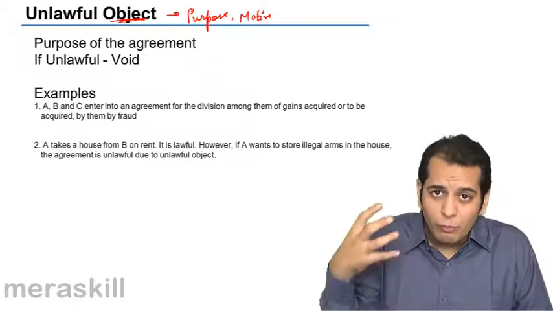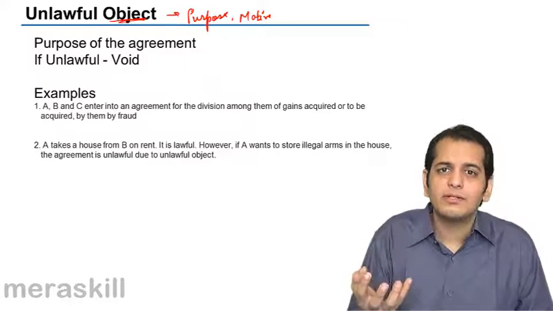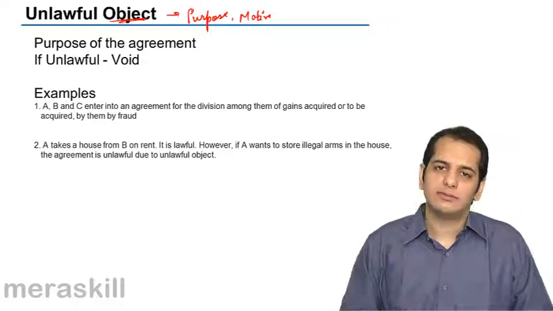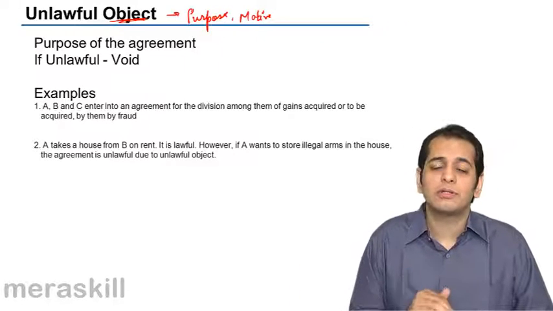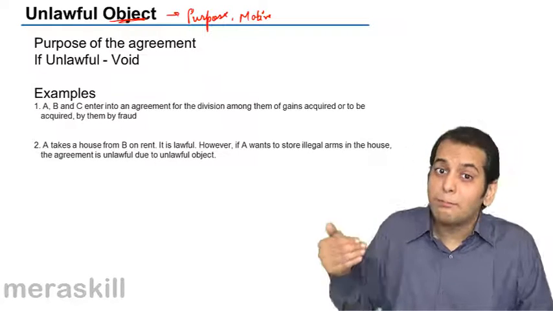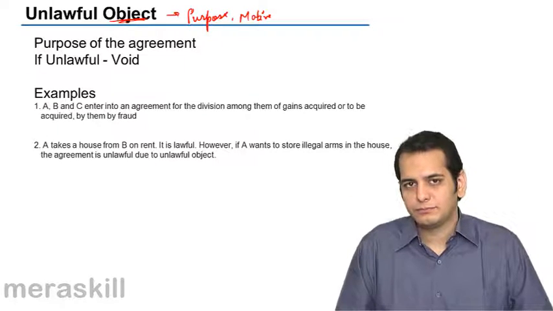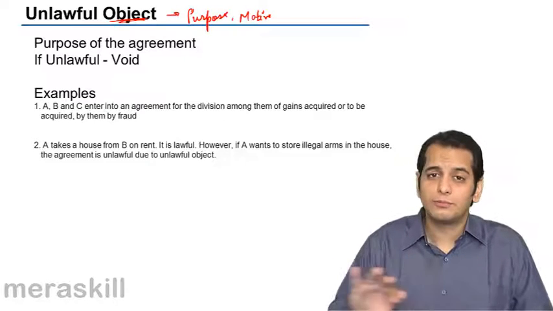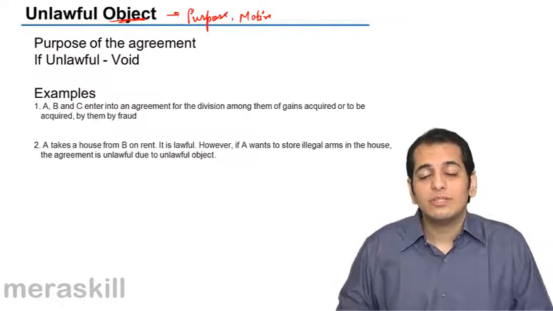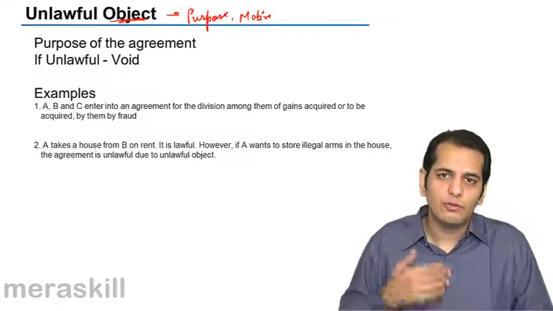The main motive, the reason why you are entering into the contract, is to do an act which is illegal, which is not supported by law. Not only is it not supported, but it is prohibited by law. The law says you are not supposed to do all these things, but you still do them. So they become unlawful or illegal.